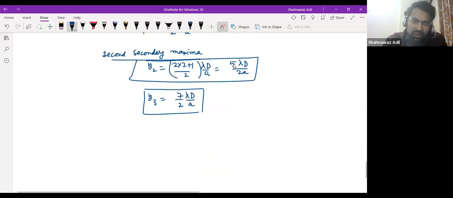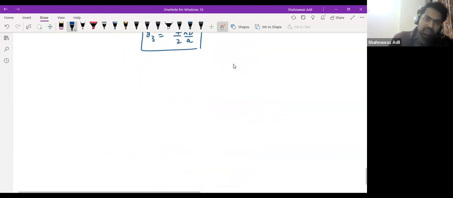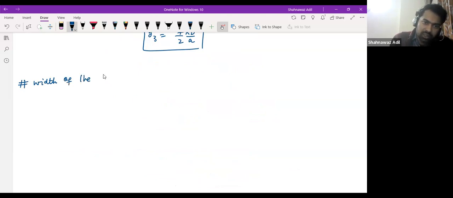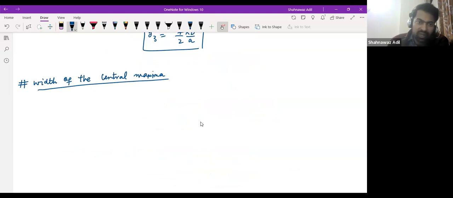And you guys can also tell me, right? So the next topic is the width of the central maximum. We have to find out the width of the central maximum. And we know what the central maxima is. So this is the slit, and the rays are coming and converging at this point. This is the central maxima.